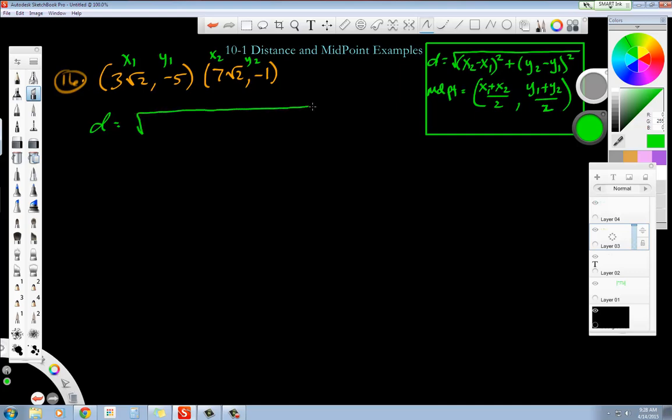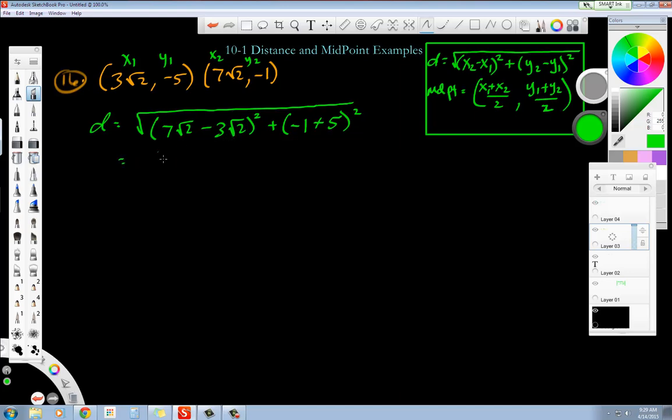So we're going to make a giant bracket, and inside that bracket we're going to put x2 minus x1. So that's 7 square root of 2 minus 3 square root of 2 squared. I'm just going to fill it all out first. And then y2 minus y1. So that would be negative 1 minus negative 5. So I'm going to make that a tilted plus sign, showing that I put a double negative together and square that. All right.